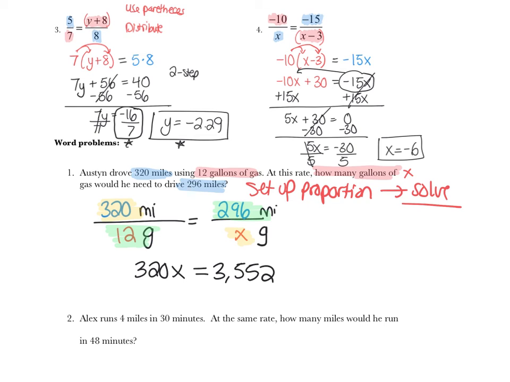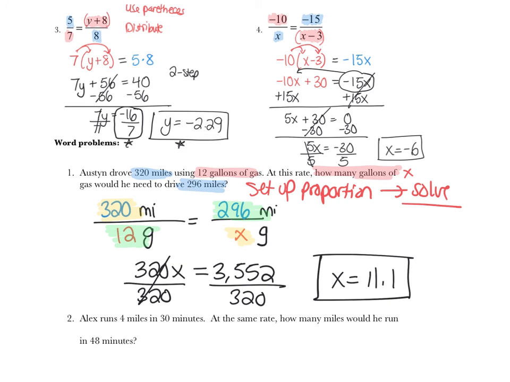3,552, okay? And then since 320 is getting multiplied by x, I'm going to do the opposite, and I'm going to divide to get rid of it. So I'm going to divide both sides by 320. And 3,552 divided by 320 comes out to be 11.1 gallons of gas. So your final answer there would be 11.1 gallons of gas.